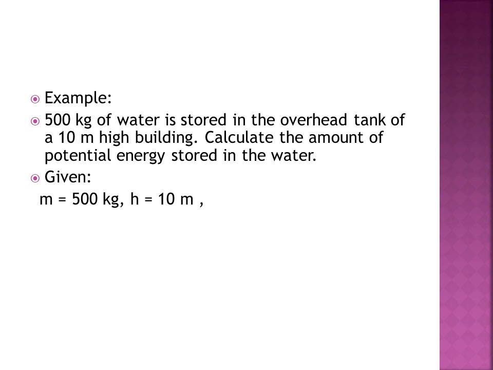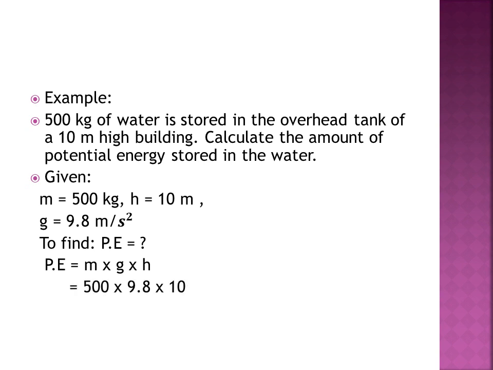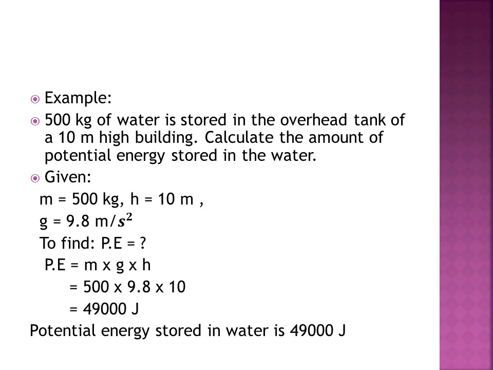Now what do we have to find? Potential energy. So potential energy is mass multiplied by gravitational acceleration multiplied by height. So we will put in the values: 500 multiplied by 9.8 multiplied by 10. Now after multiplying we will get the answer as 49,000 joule. So the potential energy stored in the water is 49,000 joule.